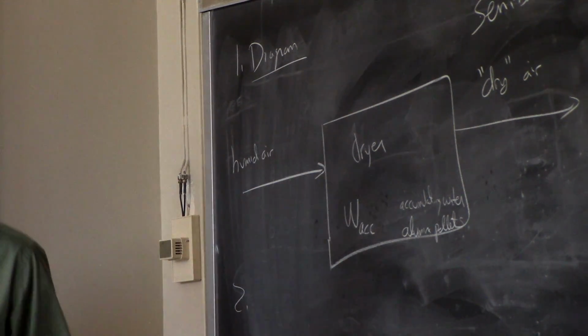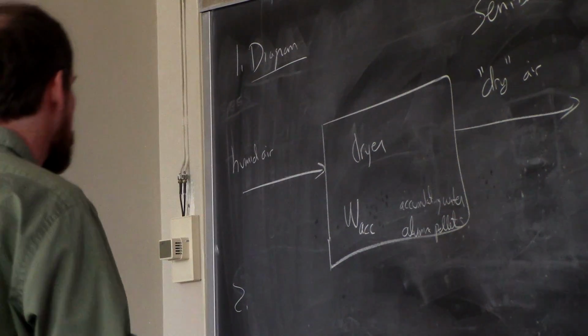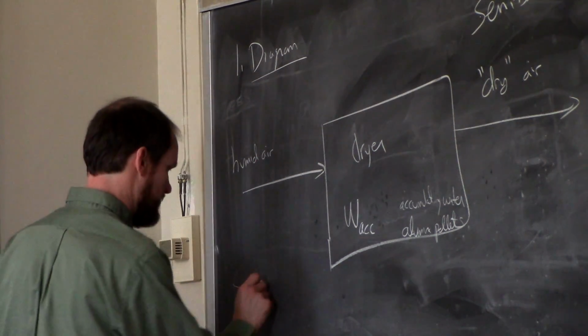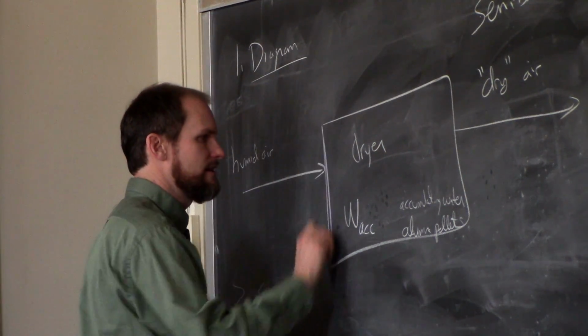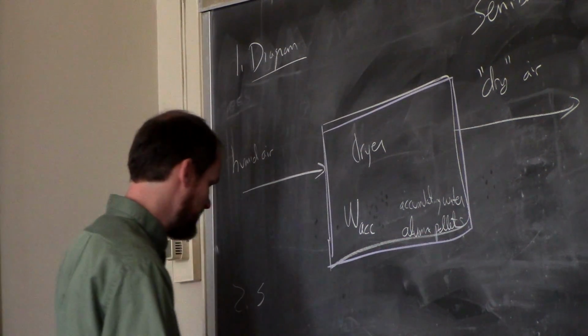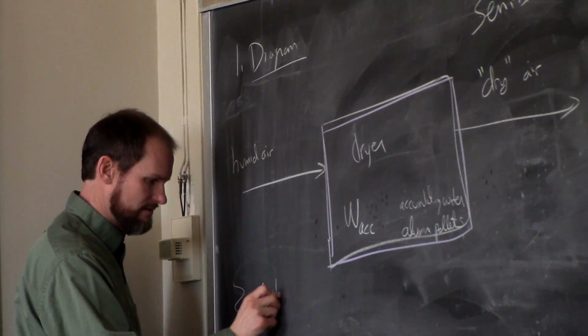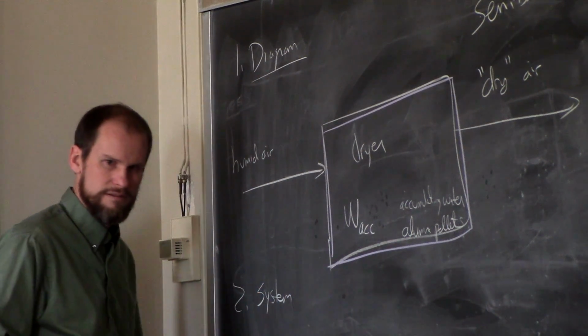Step 2. Identify the system. What's the system? The dryer. Separator, dry separator. A dryer, which is a separator. Step 3.